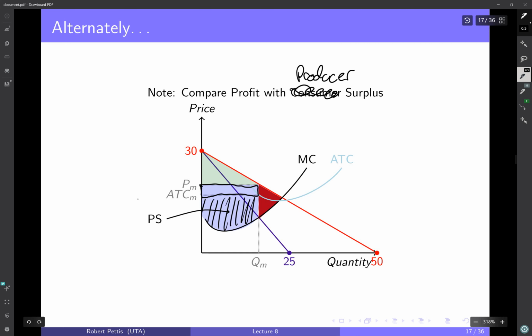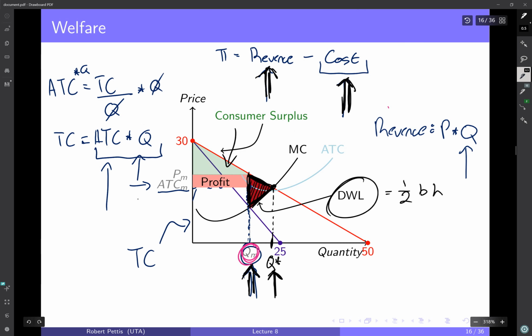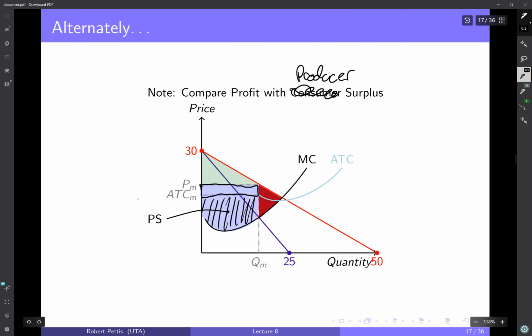So if we're comparing producer surplus with profit, what we're not taking into account when we're talking about producer surplus is fixed costs. Okay, so this kind of ignores the fixed costs, whereas profit takes into account both fixed cost and variable cost, because we're thinking about the average total cost. Okay, average total cost, so it's including fixed costs and variable costs, whereas marginal cost being the supply curve.